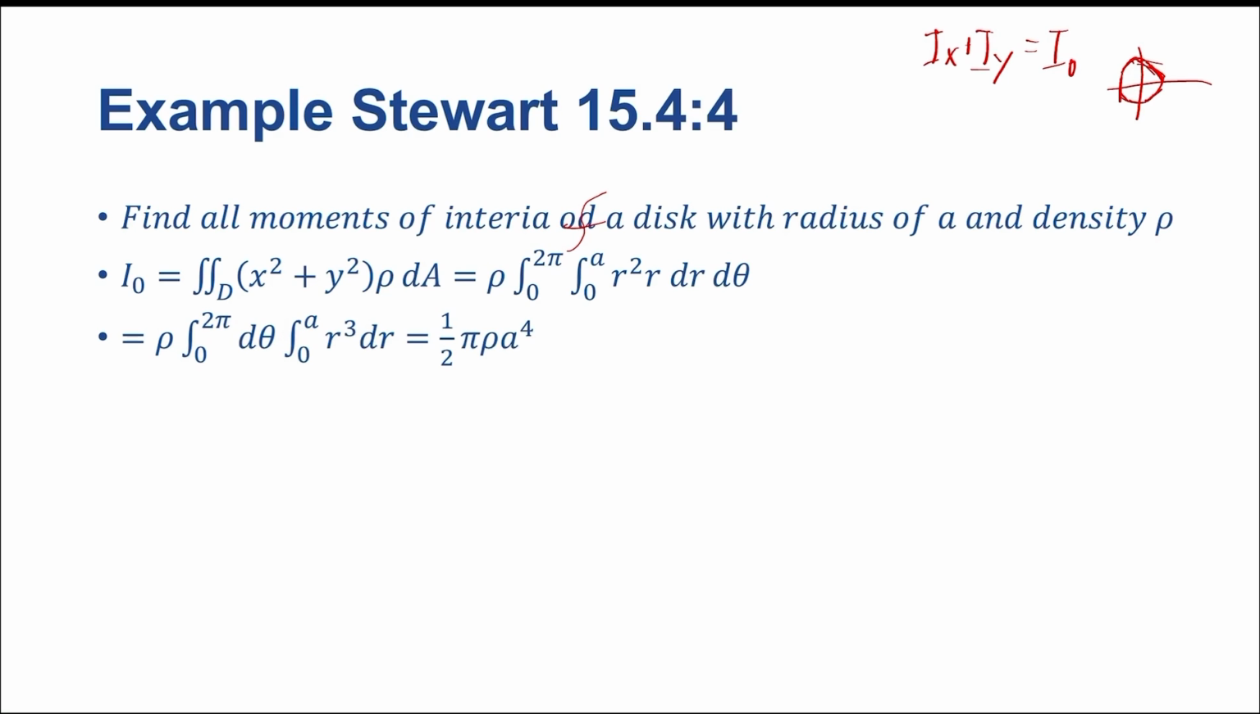What we get here, we can separate. So we get rho times the integral from 0 to 2 pi of d theta, times the integral from 0 to a of r cubed dr, which is 1/2 pi rho a to the 4th power. Now again we use that Ix plus Iy is equal to I naught to determine that Ix is equal to Iy, which is equal to I naught over 2. We say this because we're dealing with a circle, so we can use symmetry. So we get I naught over 2 is equal to 1/4 pi rho a to the 4th. So that's moment of inertia, fairly easy to deal with.